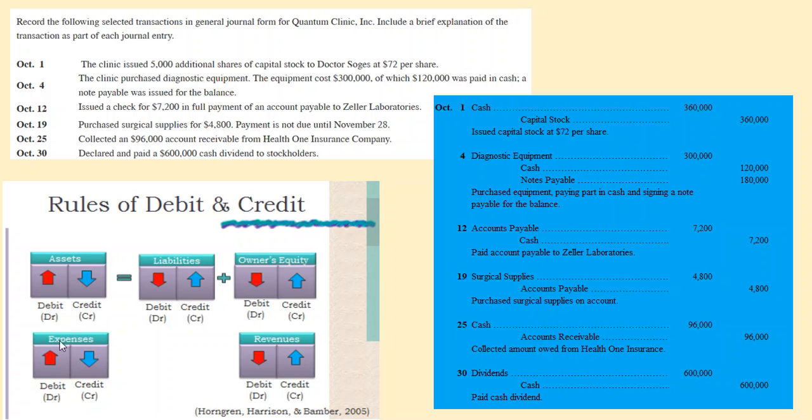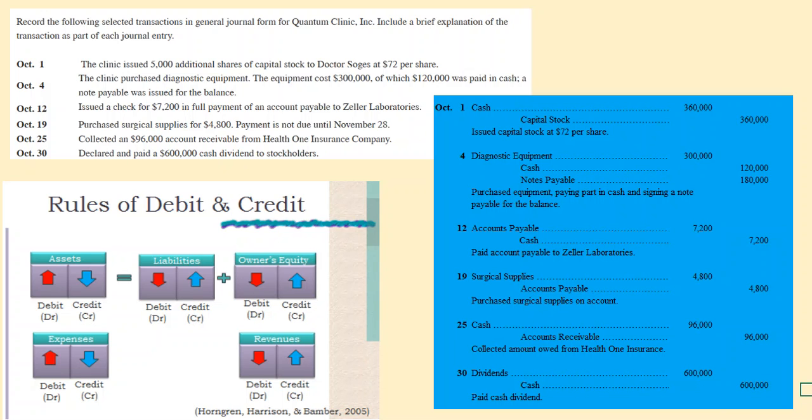And remember, they behave exactly like expenses because they reduce our equity balance. So declared and paid a dividend. To increase the dividend account, it behaves just like an expense. To increase it, we're going to post a debit, and we are going to credit cash to make cash go down, because when we pay $600,000 to our stockholders, that money is no longer in the business. That $600,000 just left the business. So we have increased dividends by $600,000. We have decreased cash by $600,000.